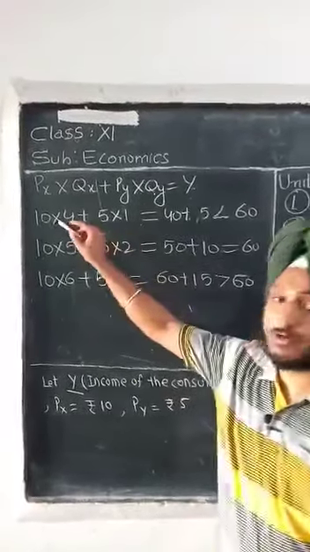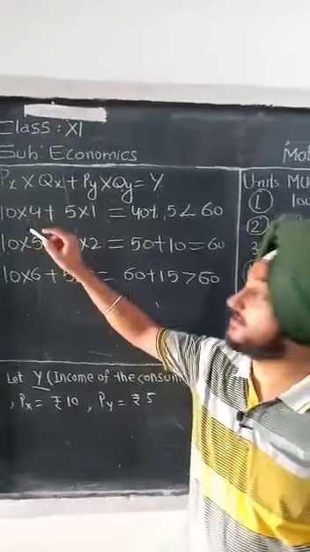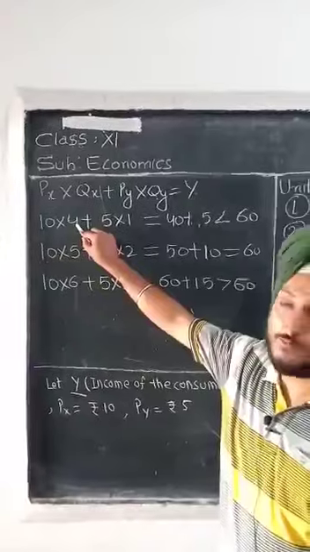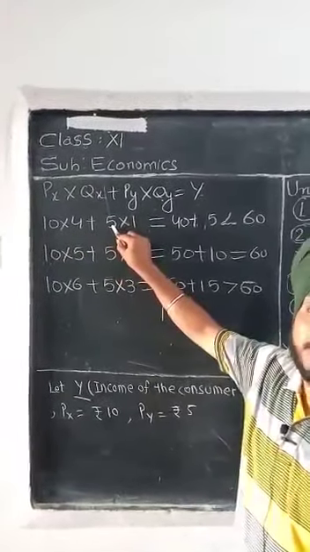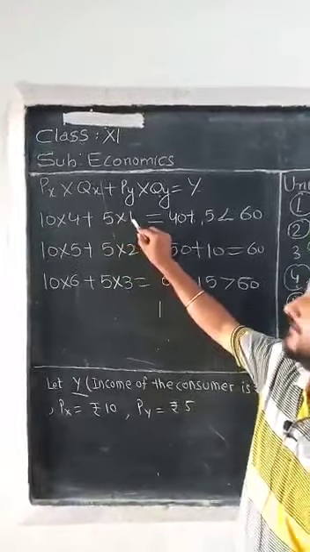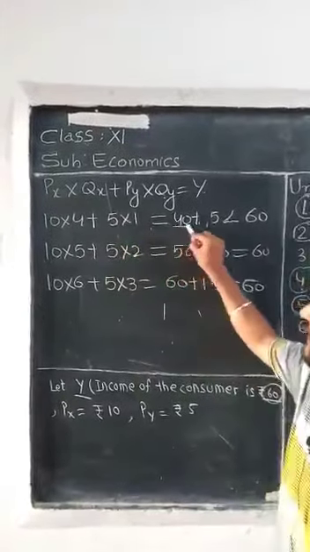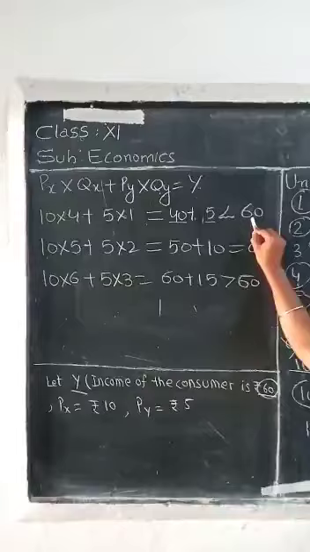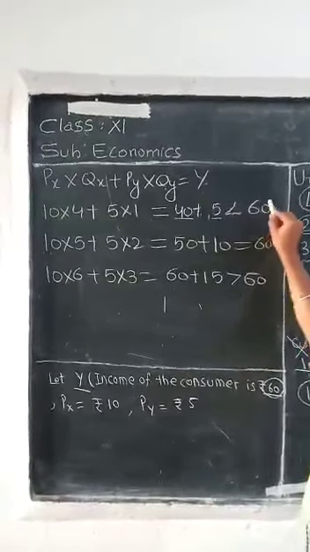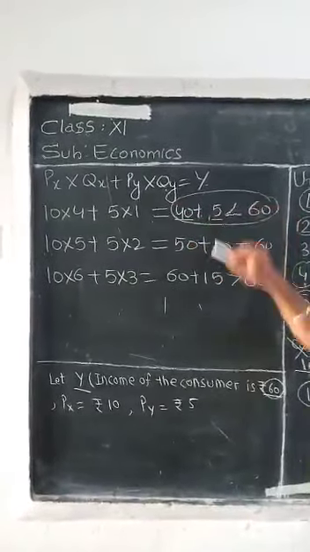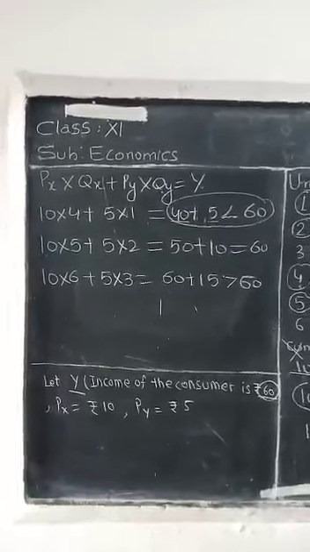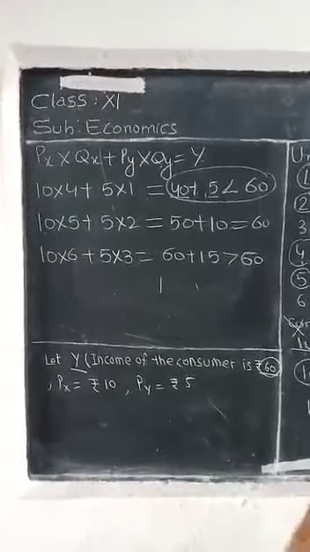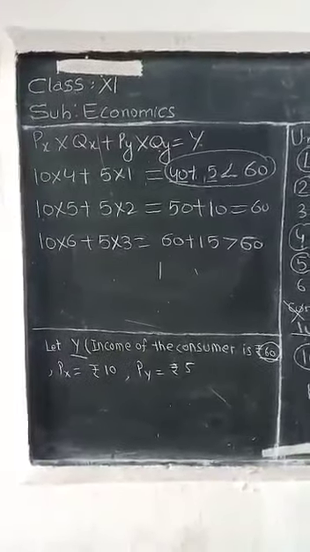So as per the table you have written earlier, 10 rupees into 4 units of x plus 5, the price of y, into 1 unit of y. It means 4 tens are 40, 5 into 1 is 5. It is less than 60. So in this combination the consumer will not be in equilibrium. He will be less satisfied, because he is not fully utilizing his income.